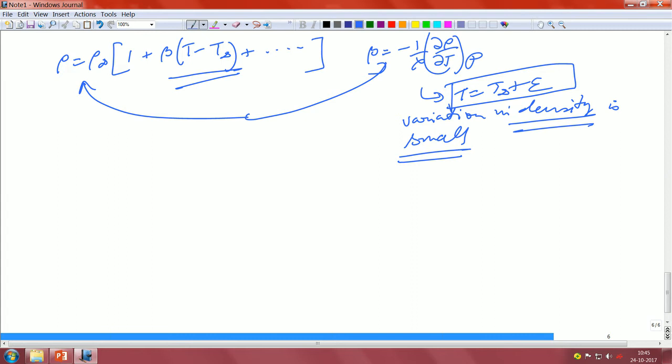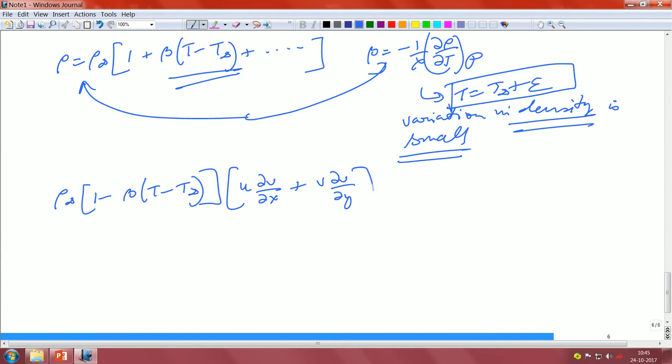If you now substitute the whole messy looking thing in the governing equation, what you would normally expect to get is something like this: 1 minus beta into T minus T infinity, that will be the first term, times u dv/dx plus v dv/dy. This will be the total form if we write it like this: mu d square v/dx square plus g beta into T minus T infinity into rho infinity, correct.